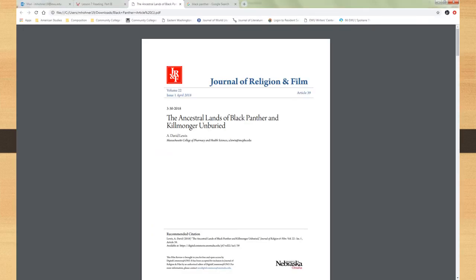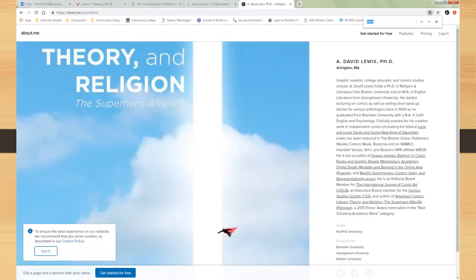So here is A. David Lewis, and it didn't have a ton of information on the journal itself like the previous one did. Some journals have author information, some don't. So just like for the last one, how I researched the publisher, this one I'm researching the author. Here's what I found when I looked him up online.